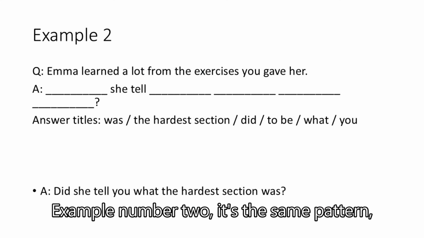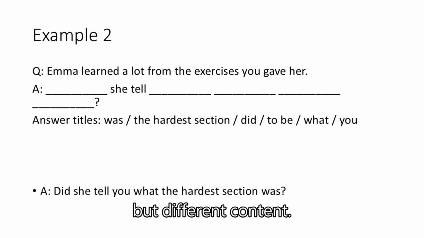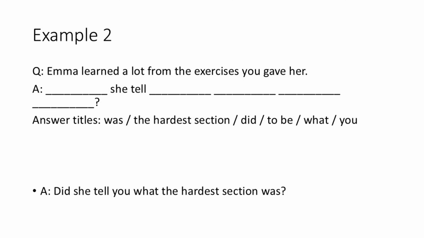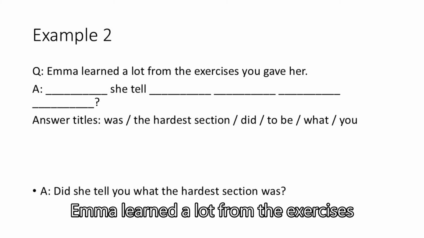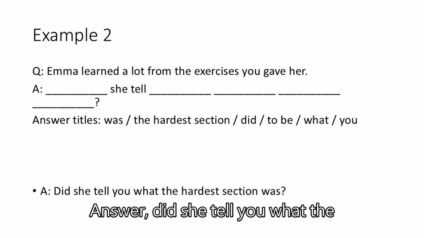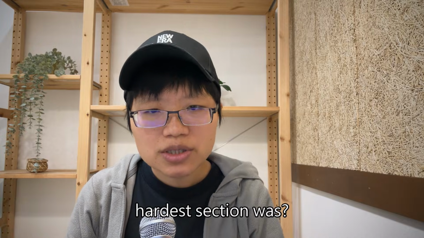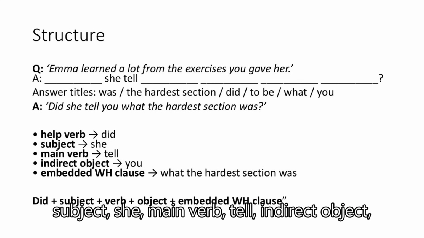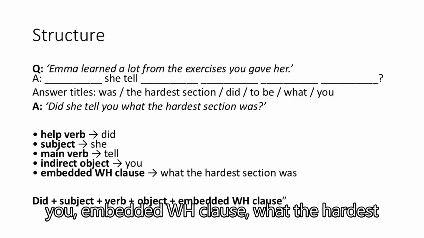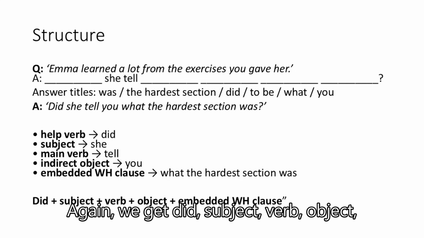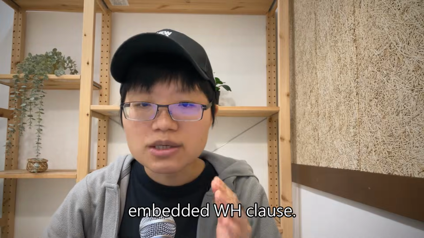Example number 2. It's the same pattern but different content. So here's another example. "Emma learned a lot from the exercises you gave her." Answer: Did she tell you what the hardest section was? The pattern here is help verb, did, subject, she, main verb, tell, indirect object, you, embedded WH clause, what the hardest section was. Again, we get did, subject, verb, object, embedded WH clause.